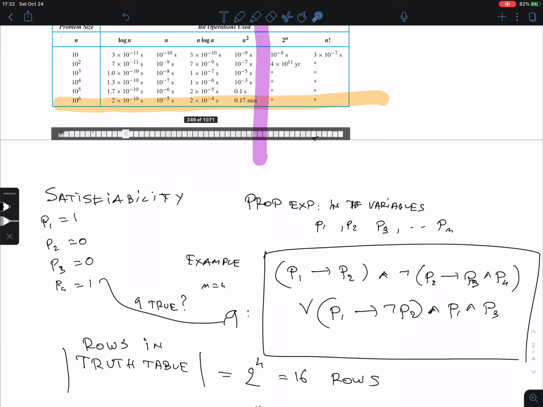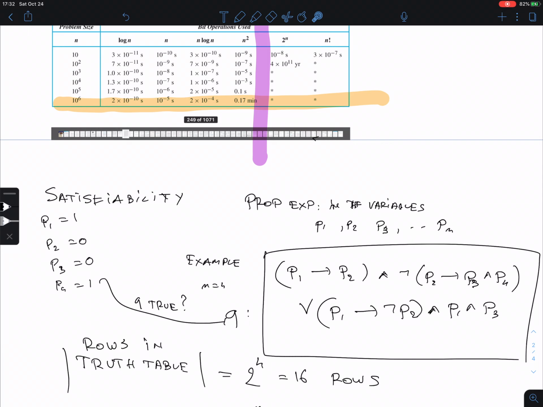1, 2, 3, 4, 5, 6, 7, 8. 8 steps, right? Assuming each of these is a step, it's a fixed number of steps that I do, depending on the size of this particular proposition. No, this proposition is always the same, right? I'm not messing with that one. I have a given one, and I just have to check it for all different possibilities of P.